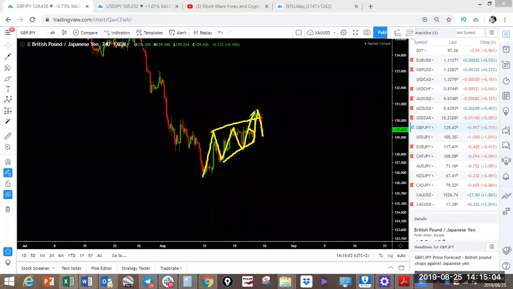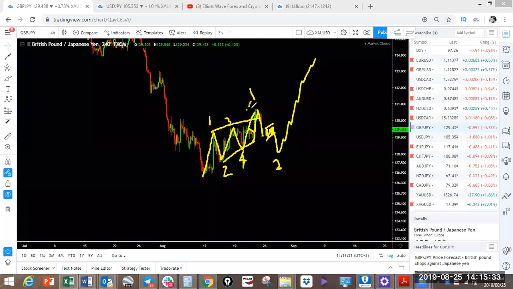Now, if this is coming back for the diagonal, this is what's going to happen. It's going to correct the whole thing and give you 1, 2, and then we start a move to the upside. Because this is 5 waves, it cannot be a 3-wave structure. So you cannot have A, B, C, or W, X, Y there. So you can have 1, 2, 3, 4, and a 5. Okay, that is if this is a diagonal.